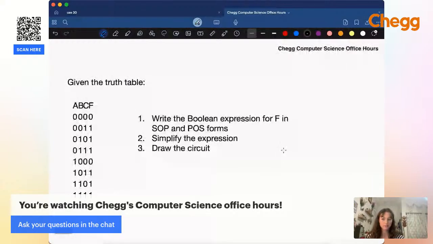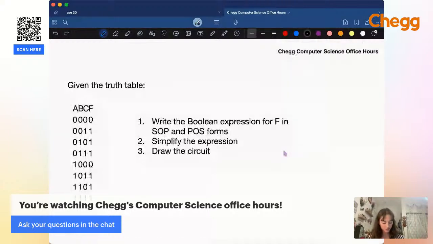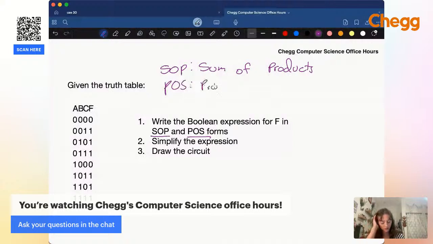Sequential logic is usually the step after combinational logic. Okay, so I'm given this truth table, and we're asked to write the expression for f in SOP and POS forms. And if you forgot what those mean, SOP means, sorry, I'm a little sick, sum of products, and POS means product of sums.